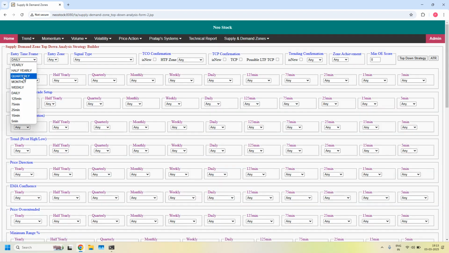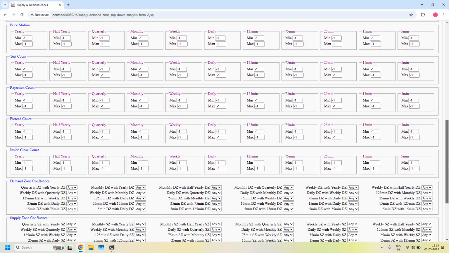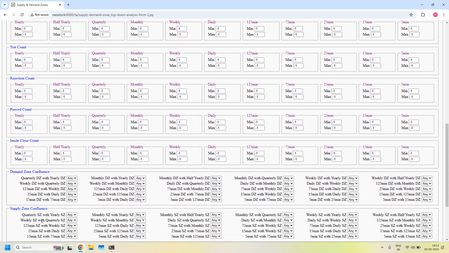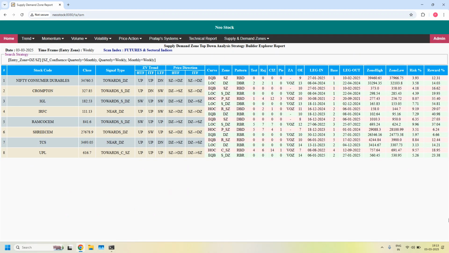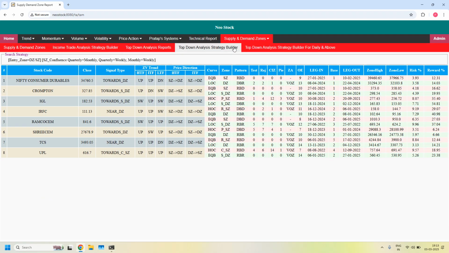For weekly time frame, supply zone confluence: weekly supply zone with monthly supply zone confluence, weekly supply zone with quarterly supply zone confluence, monthly supply zone with quarterly supply zone confluence. With all the 3 filters, we got only 8 stocks. Okay, this is about the weekly time frame. Next time frame is daily.